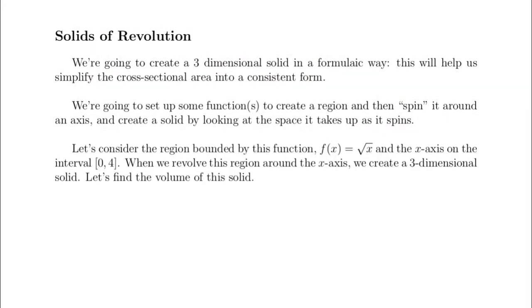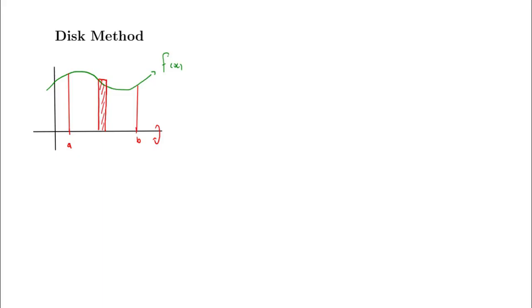So let's go ahead and take a look at that region that we were just looking at, that square root function, and we're going to revolve it around the x-axis. We want to find the volume of that solid we were just picturing. The first thing that we're going to do is use and define the disk method. So I've just drawn a general function here. This is not the function that we were looking at.